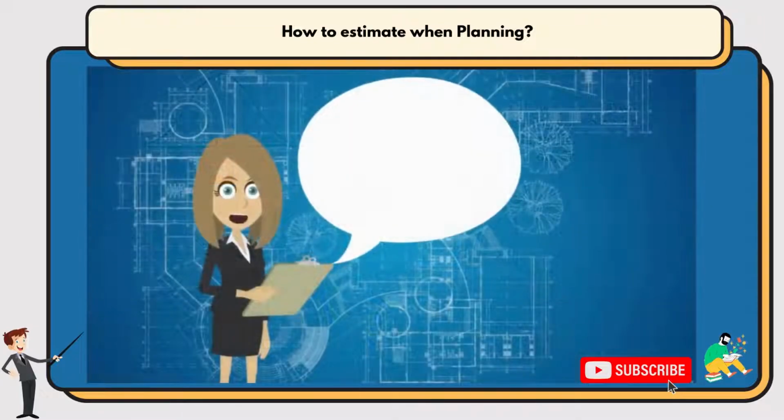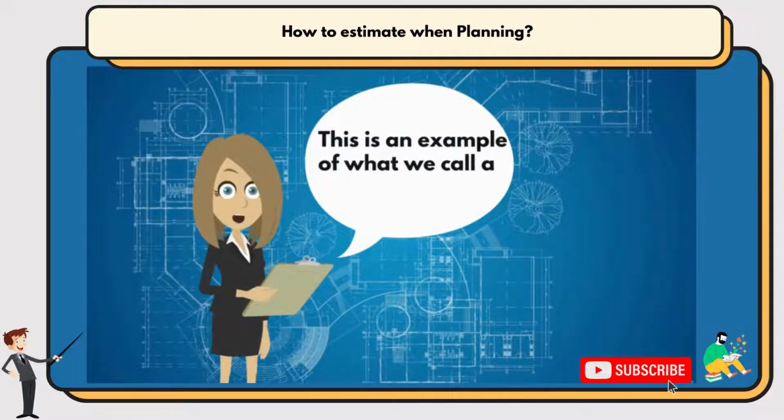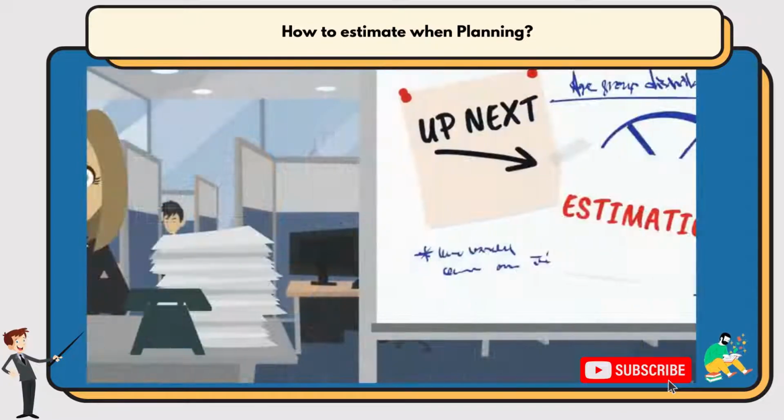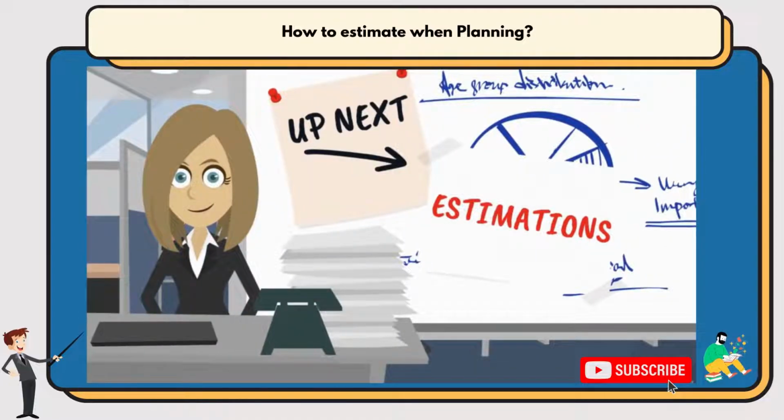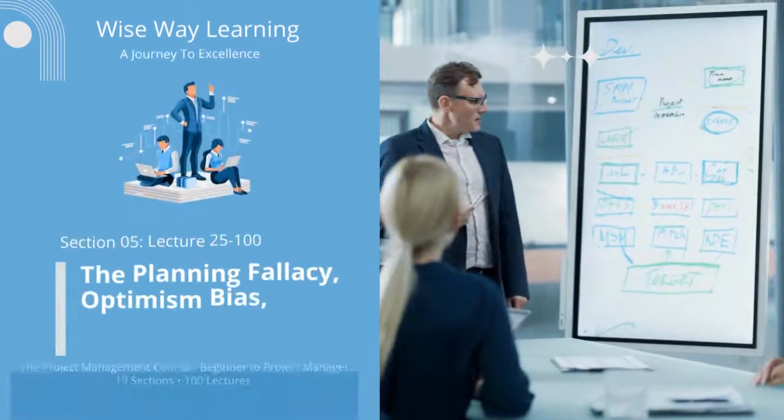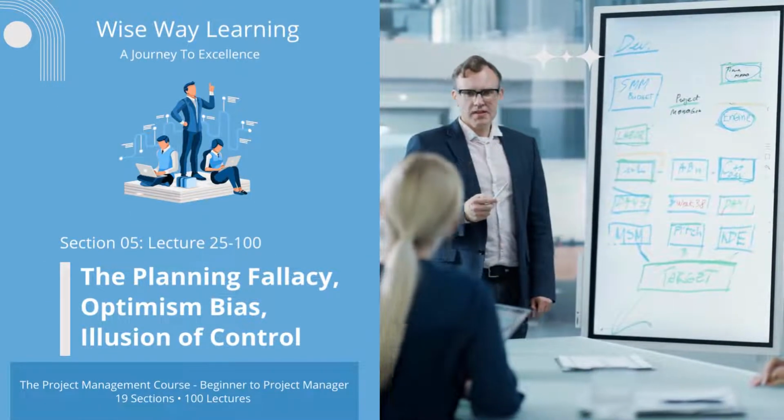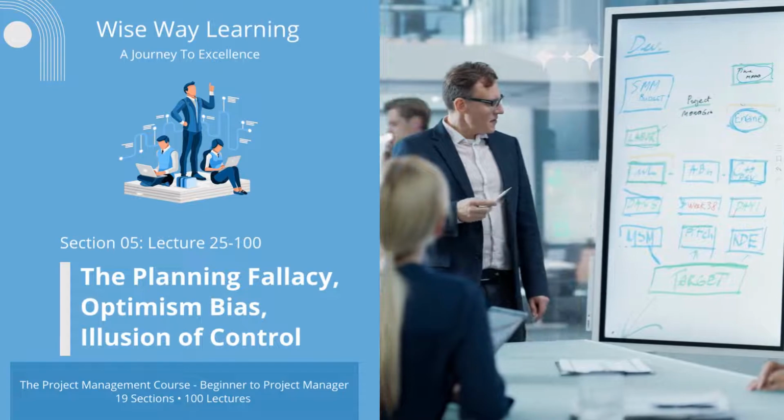Now, this is an example of what we call planning fallacy, and we are all susceptible to it. So next lesson, we'll discuss what exactly the planning fallacy is, why it occurs, and what good project managers do to counteract it. Awesome. Section 5 and lecture number 25, the planning fallacy, optimism bias, illusion of control.